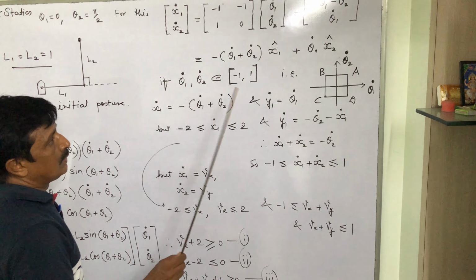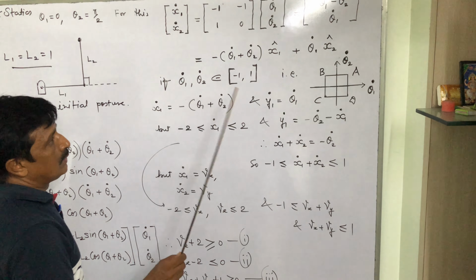So the conditions satisfying this and this, the intersecting set, is a parallelogram. This one, A, B, C, D. So we have proved that theta 1 dot and theta 2 dot belong to the closed interval minus 1 to 1.